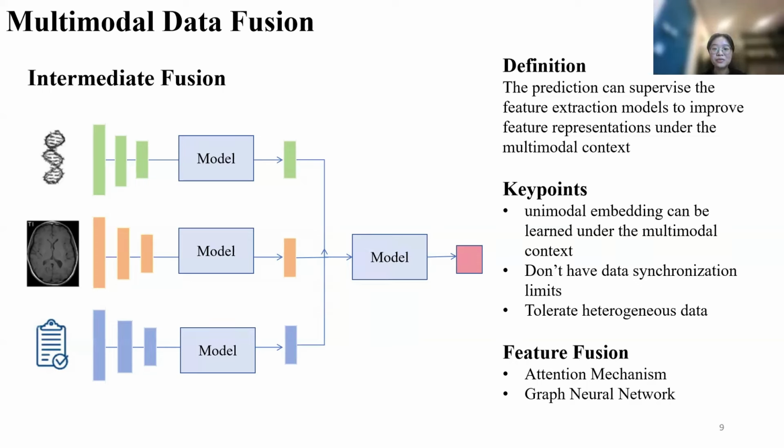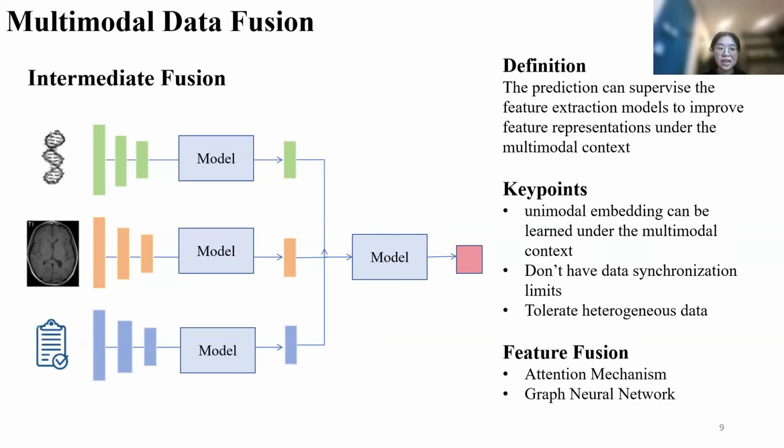So this is much more flexible, and it could help us because the unimodal embedding can be learned under the multimodal context. Because this is an end-to-end framework, and the feature extraction can be supervised by the prediction result. And also, it can tolerate the heterogeneous data and doesn't have data synchronization limits. So this is the advantage of the intermediate fusion.